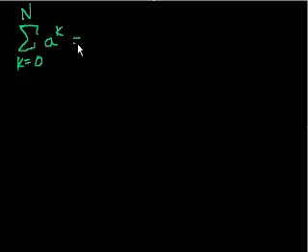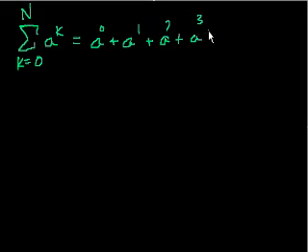Well, what does that mean? Well, that means a to the 0, plus a to the 1, plus a squared, plus a to the third, plus, and you could keep going, plus a to the n minus 2, plus a to the n minus 1, plus a to the n. This is called the geometric series, because, and it might not be obvious to you, this type of growth where you keep increasing the exponent is called geometric growth.